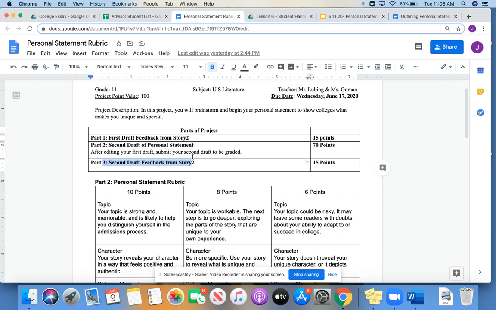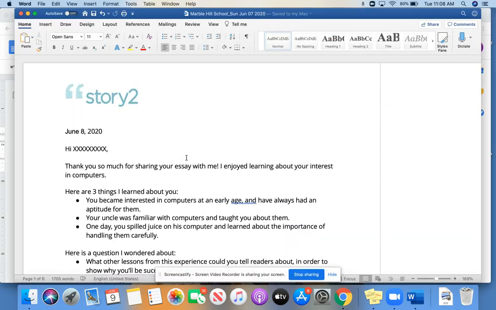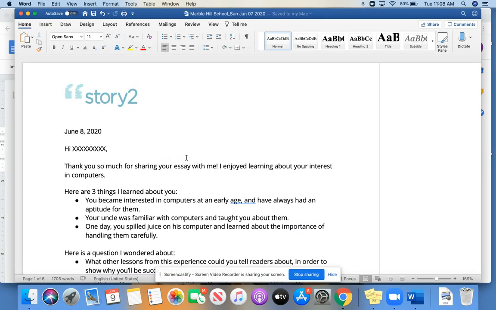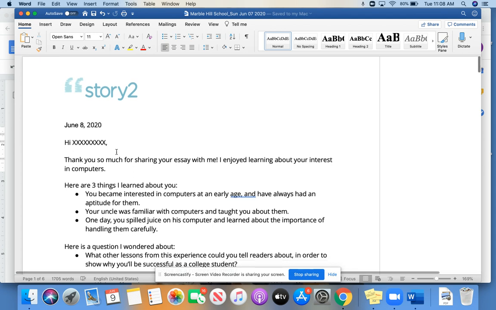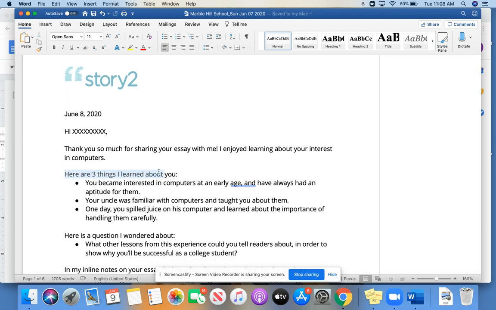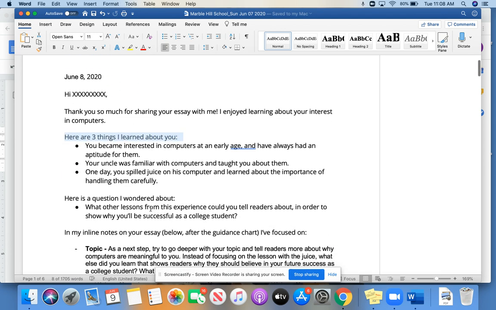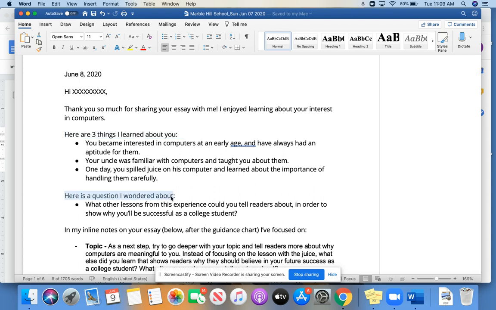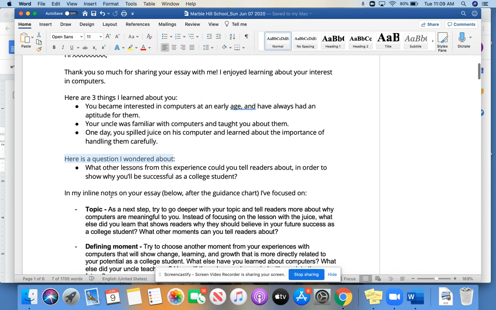So you all should have received your first draft feedback from Story 2. It should look like this. So everyone's feedback should look something like this. They write you a letter. Here are the 3 things I learned about you, and then they list 3 things. Questions that they're wondering about based on what you wrote. What are they wondering still? And then they tell you what they're focusing their comments on when they comment on your essay.